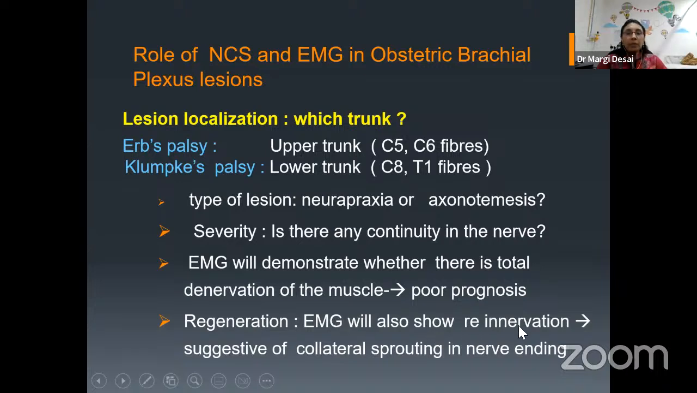EMG will also demonstrate regeneration. So EMG shows re-innervation in the form of polyphasic motor unit potentials, and this indicates that there has been collateral sprouting in the nerve ending. So EMG tells us about denervation, severity of the nerve lesion, and the presence of re-innervation.